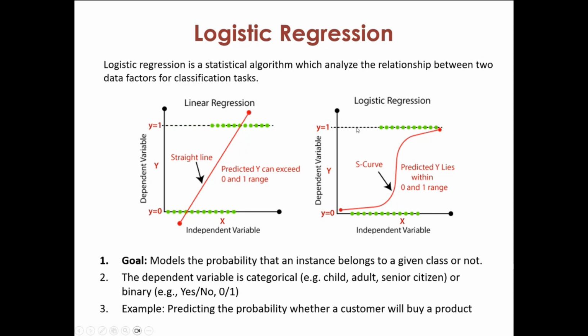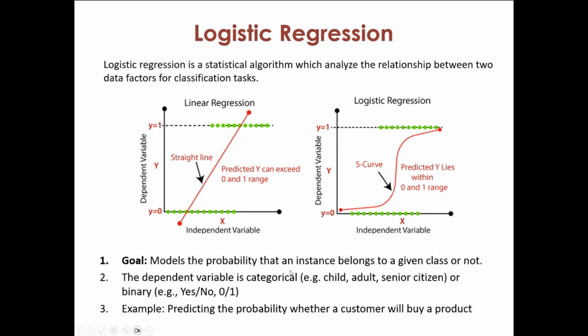So when do we use logistic regression? We model the probability that an instance belongs to a given class or not. The dependent variable is categorical, such as child, adult, senior citizen, or binary, yes, no, 0, 1. Example, predicting the probability whether the customer will buy a product or not.